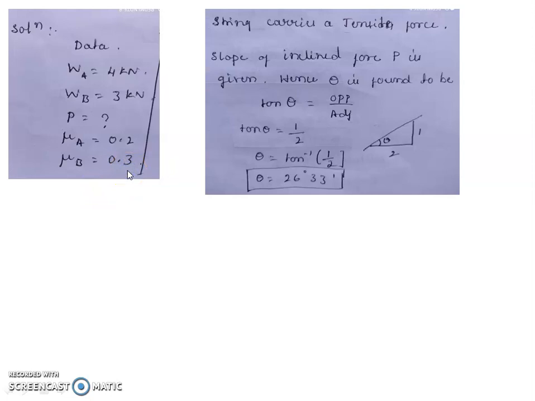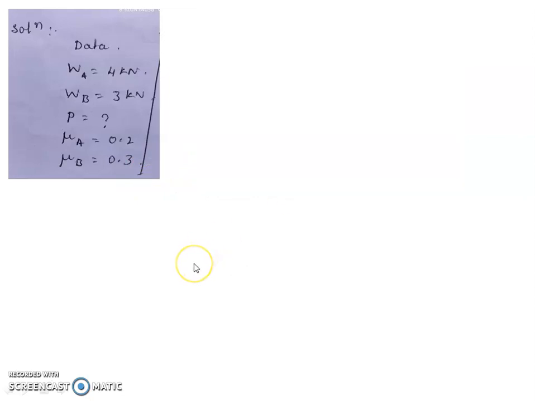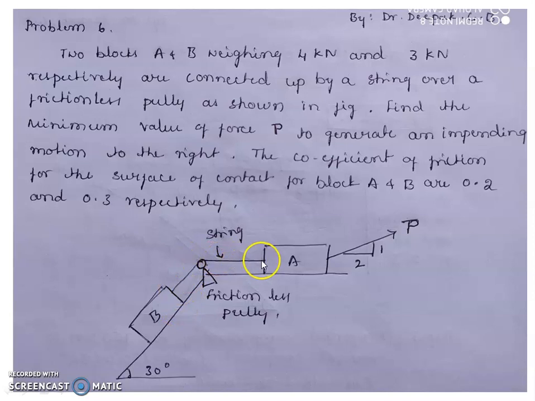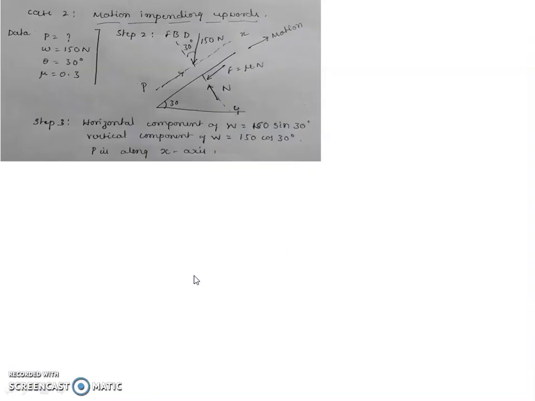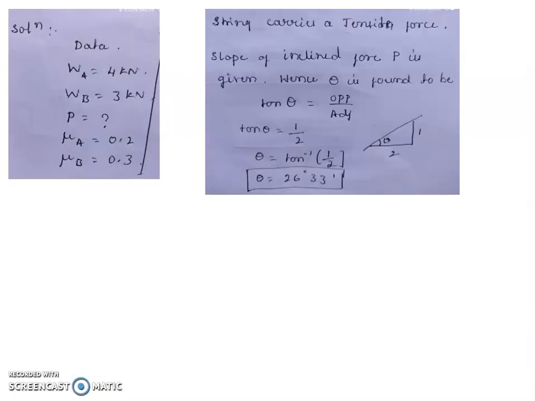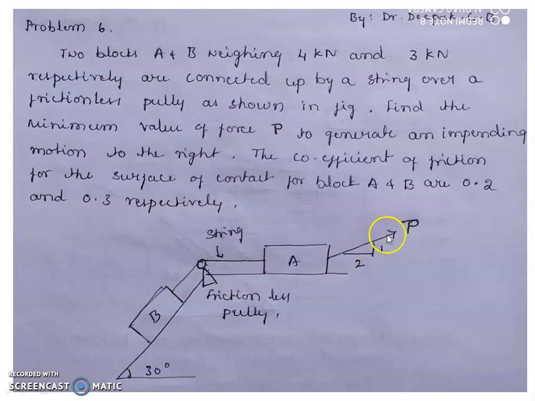Coefficient of friction between block B and the surface on the inclined surface is given, 0.3. Before going into the problem, we'll see the string carries tensile force. Means always this string which is connected to block A and B always carries tensile force, that is the force acting away from the body. Okay. Next, the pulling force is inclined in this figure and it has slope given 1:2.